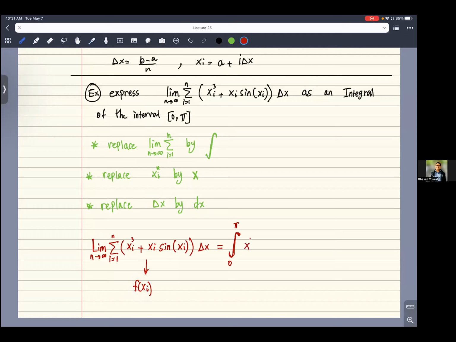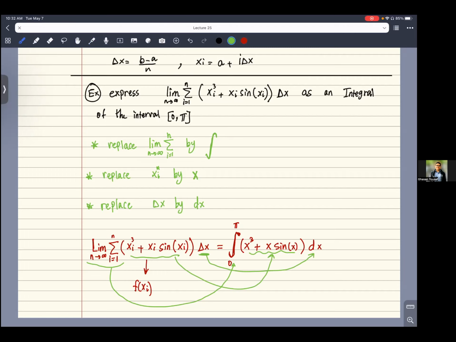So f of x, we will what? x to the power 3, plus sine x, x times sine x. Sine of x, correct. Sine of x times what? Delta x, or it becomes dx. Again, this thing is the symbol here, and the function here is this. You should know how to express the limit sum by an integral.